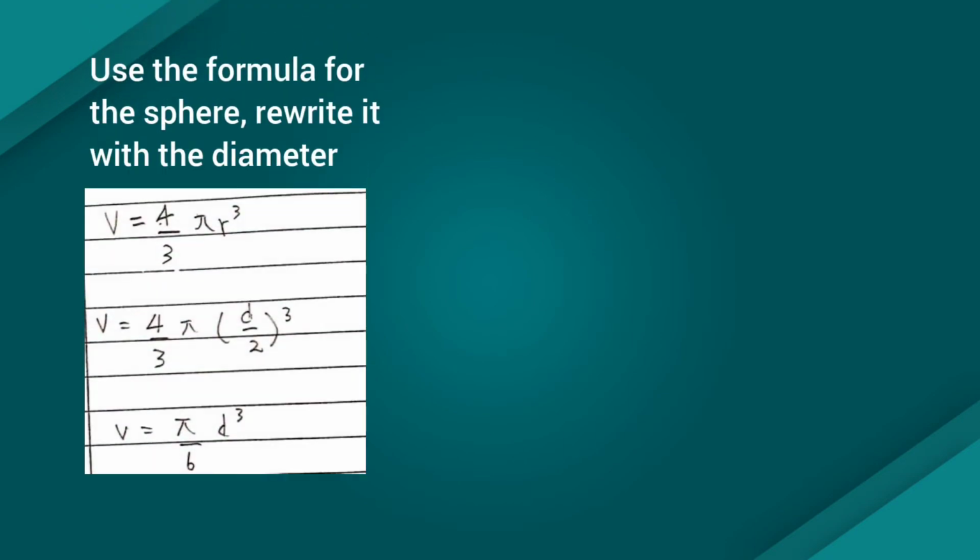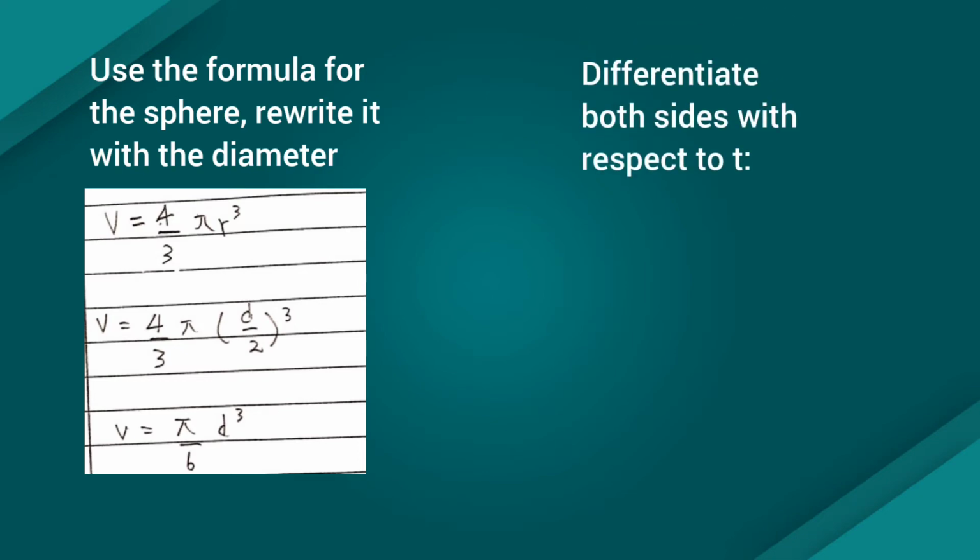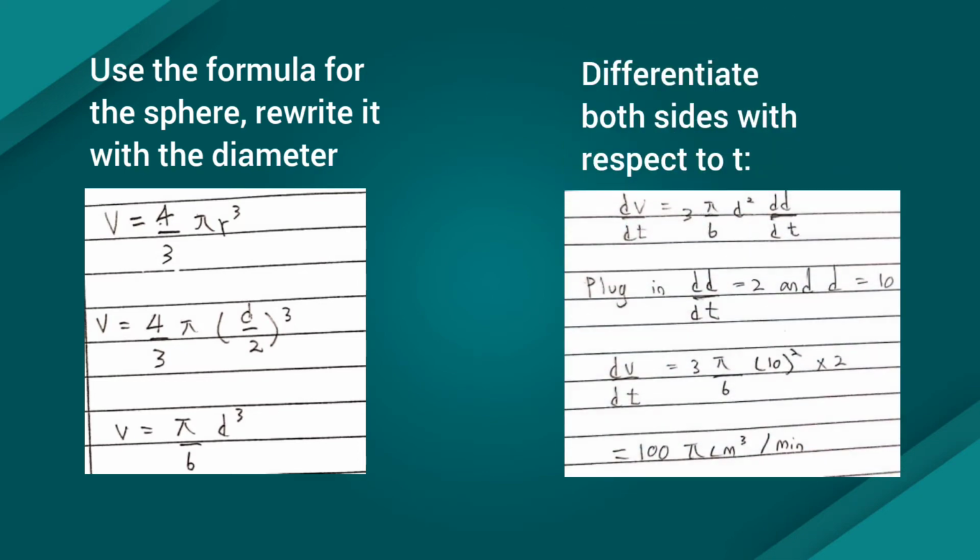We will be using the volume equation V equals 4 over 3 pi r cubed. Because the question gave the value of the diameter, we substitute the radius, which is half of the diameter, into the formula, and we have V equals pi over 6 D cubed. For the next step, differentiate both sides with respect to t.